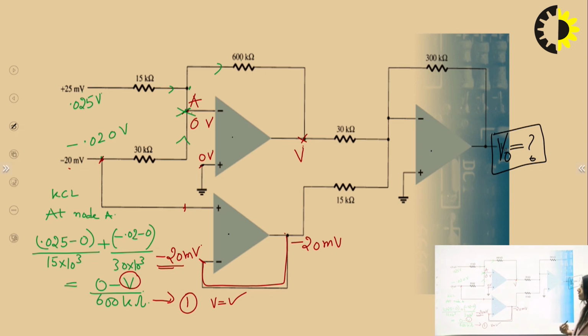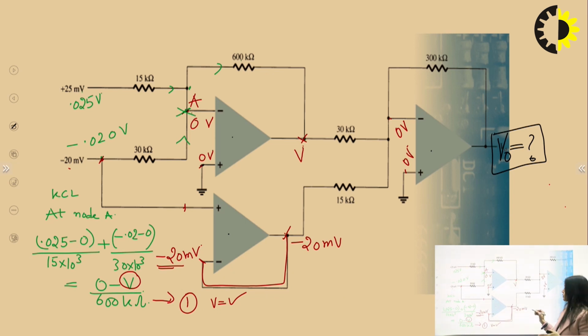Now, the ultimate aim is to find out the value of VO. So now what I will do is, this point voltage is 0, right? This point voltage is known. Now I can apply the concept: minus 20, 0 minus 0 upon 15, V minus 0 upon 30 is equal to 0 minus VO upon 300. Like this for the third Opamp.